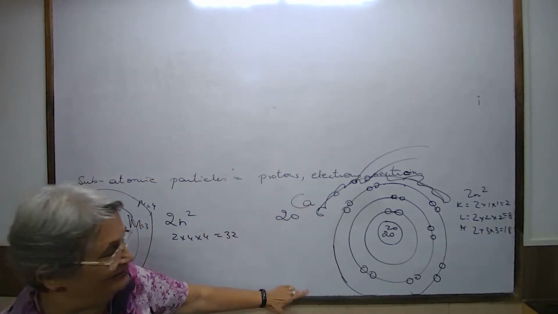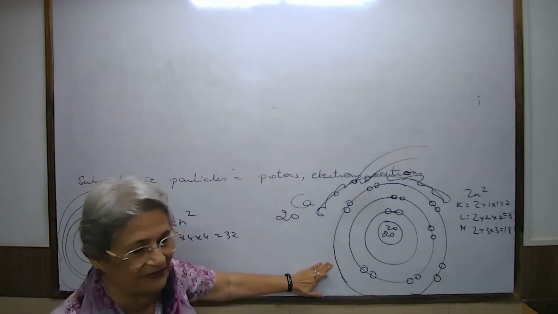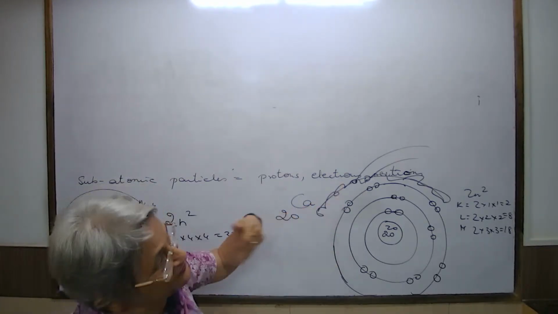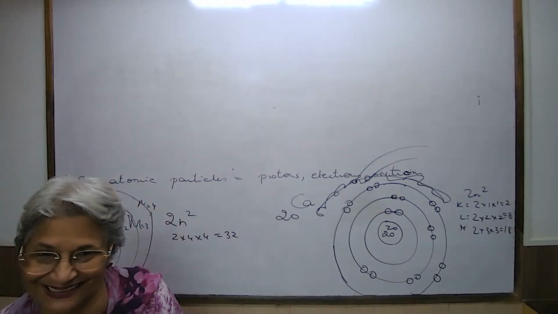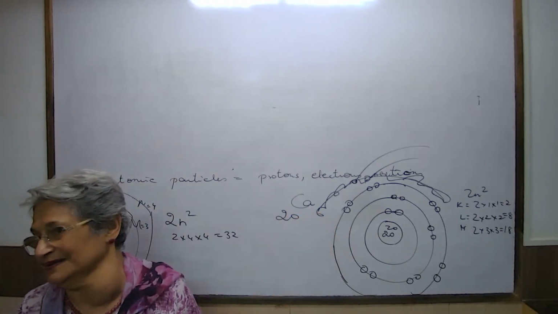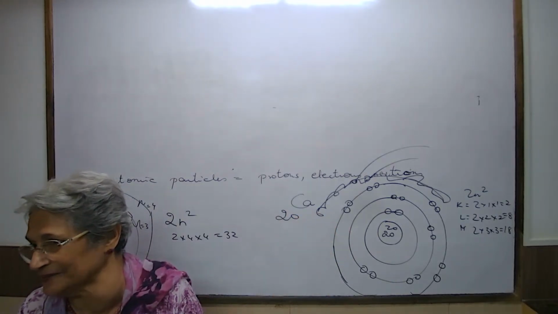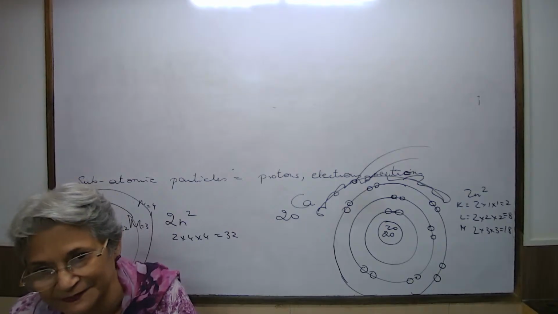For the octet rule, the valency shell, the 2 extra electrons were given out. When this is given out, the shell also disappears, and what remains is a stable atom. Stable atom, correct?